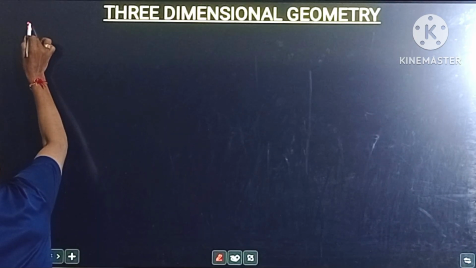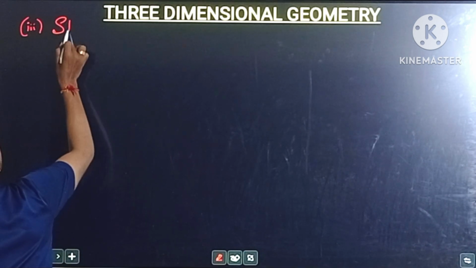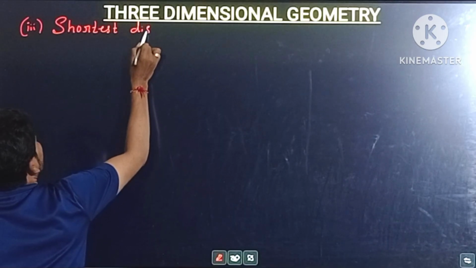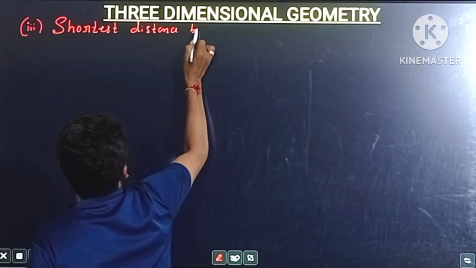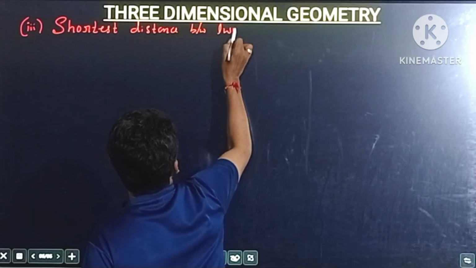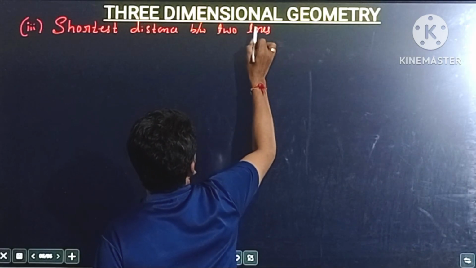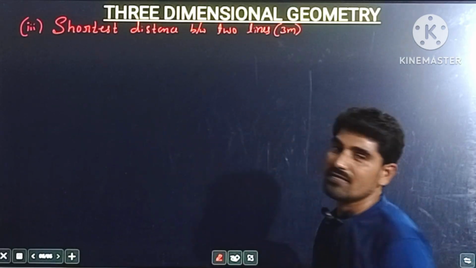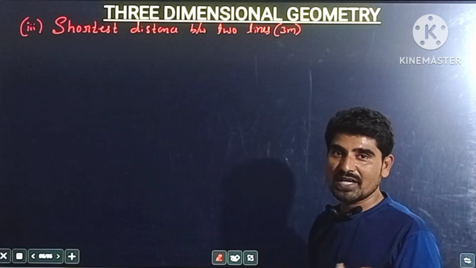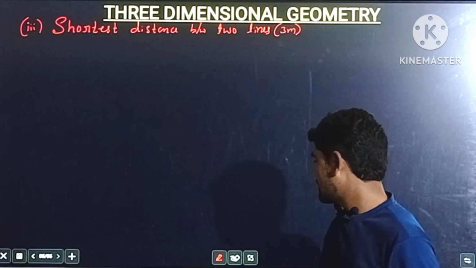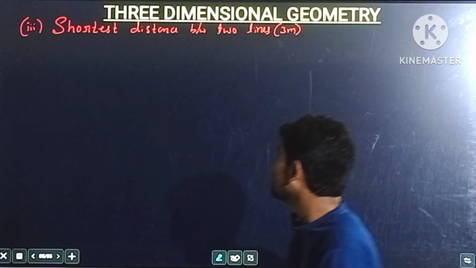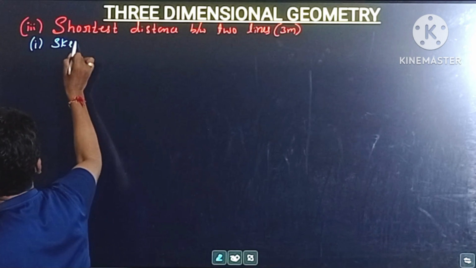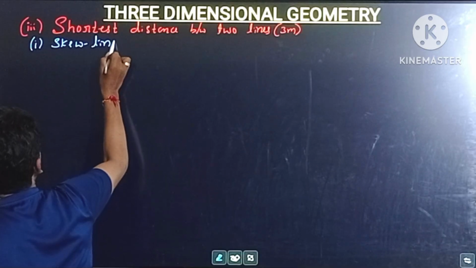And the third concept is the shortest distance between two lines. From this concept you are going to get 3 more questions in your annual examination. For your syllabus we have two cases to identify the shortest distance between the lines. The first case is the shortest distance between two skew lines.